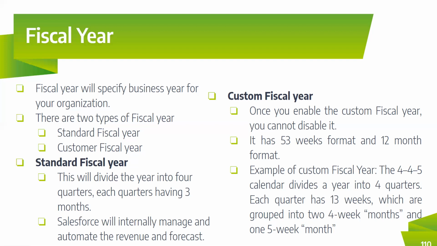53 weeks will be split into 4, 4, 5. We set it up in such a way that once you enable the custom fiscal year, you have to plan accordingly and then set your fiscal year. Otherwise, we cannot disable it. It's not possible. You have to be very careful at the time of setting your custom fiscal year. Whereas with the standard fiscal year, when you enable it, everything will be taken care of by Salesforce itself. You don't need to worry about it.